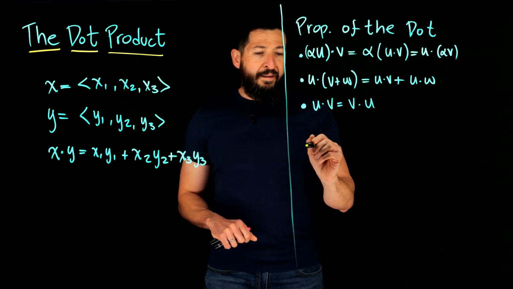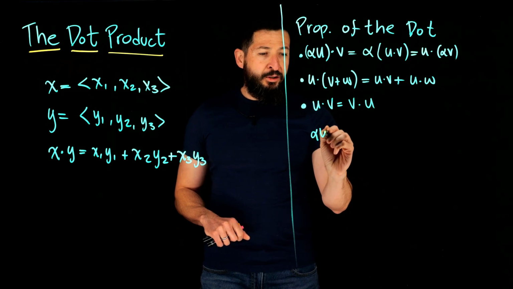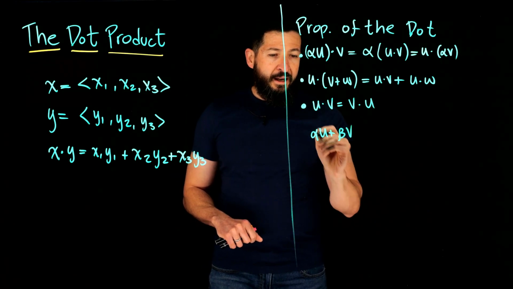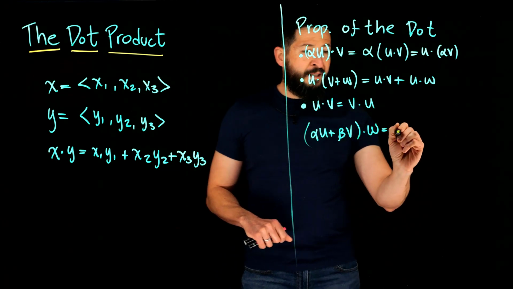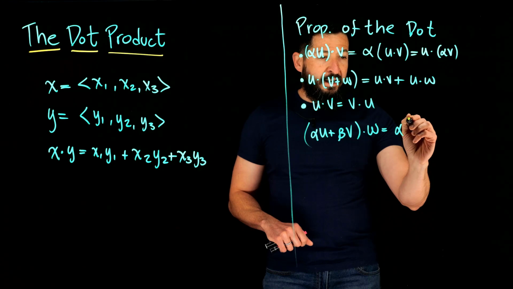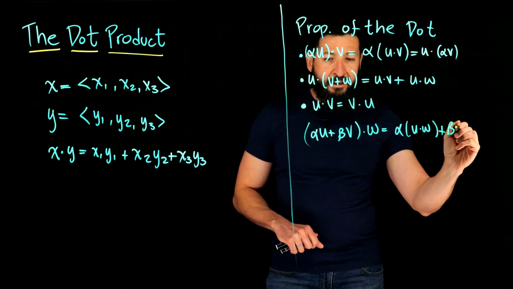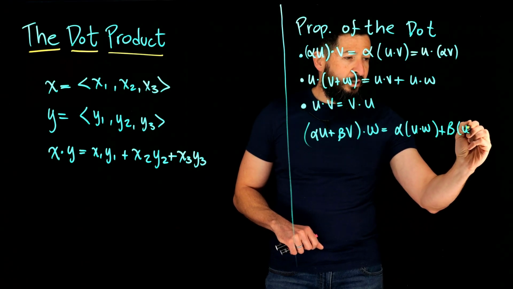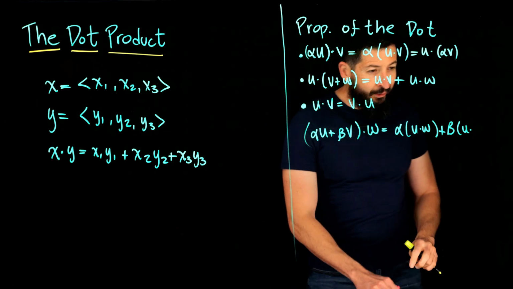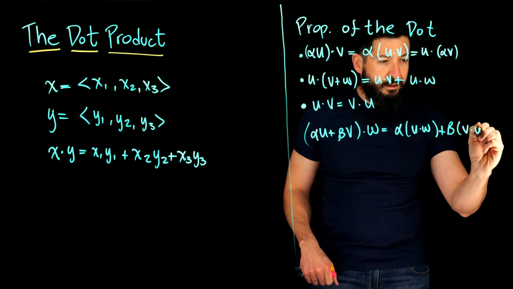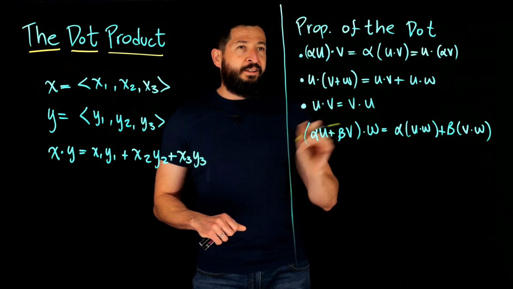I keep talking about it, and it just tells you that if you have, say, alpha u plus beta v, and then you do the dot with w, it's going to be the same thing as separating alpha u dot w plus beta v dot w. Let me erase and rewrite that. All right, and that you can do on the second variable as well.